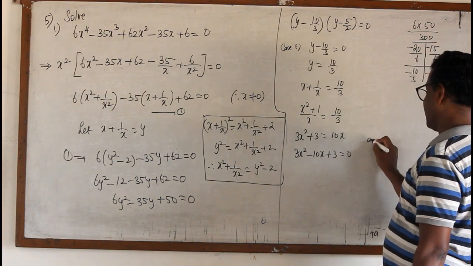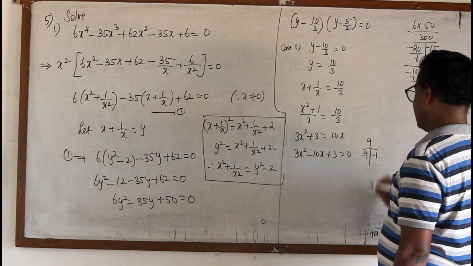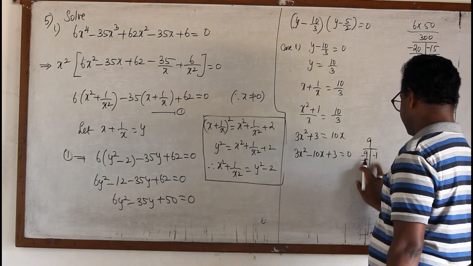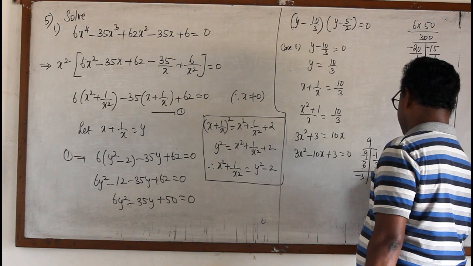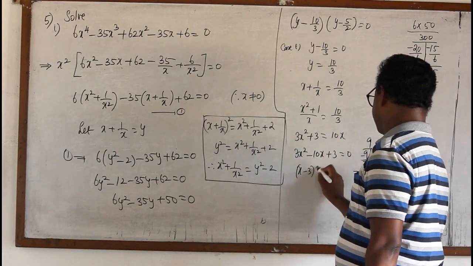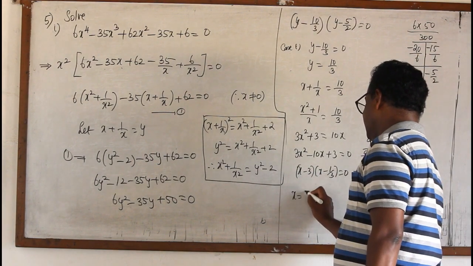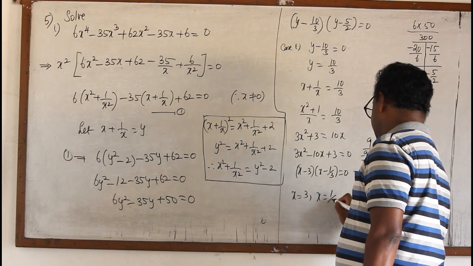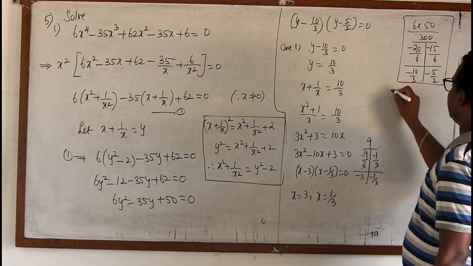So 3 3s are 9, 9 ones are minus 9, minus 1. So divide by 3, it is minus 3, minus 1 by 3. Therefore (x − 3)(x − 1/3) = 0. x = 3, x = 1/3. This is our case 2 here.